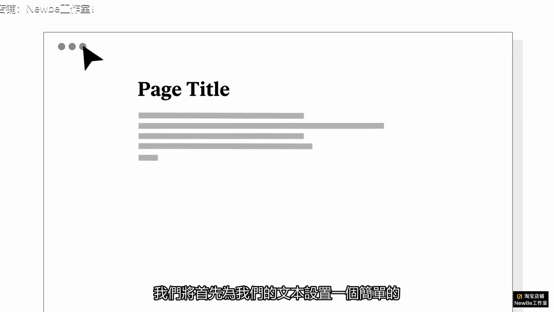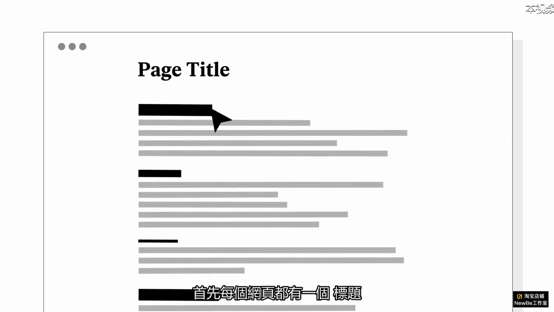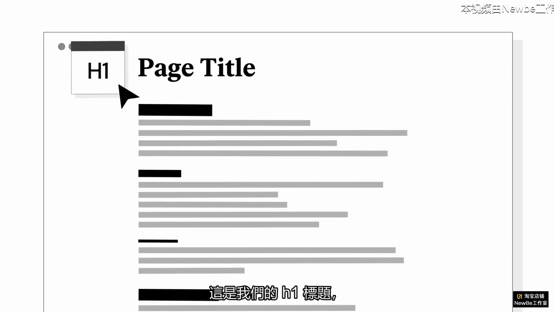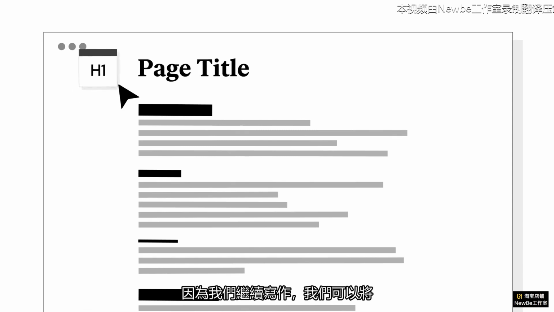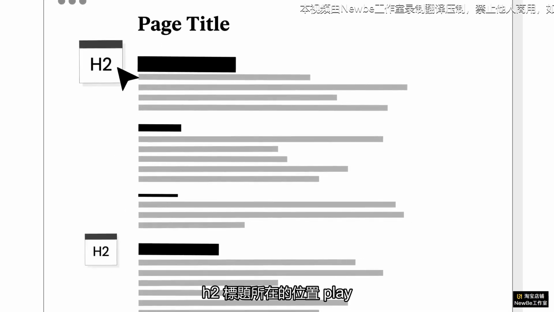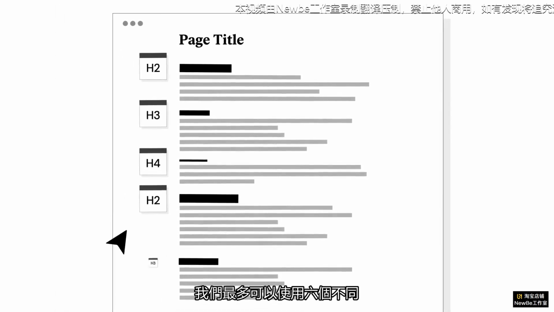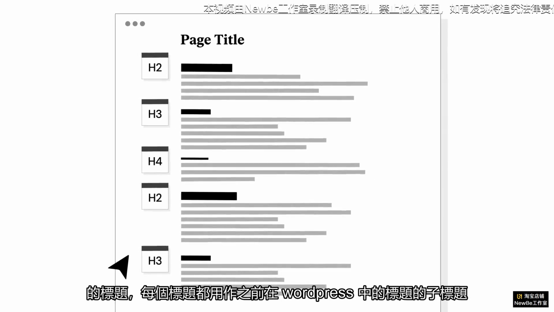We'll start by setting up a simple hierarchy to our text, separating our article's text copy into a heading, paragraphs, and subheadings. First, every web page has a title. This is our H1 heading, and there should be only one H1 heading on every page. As we continue to write, we can divide our article or page into sections and give each one a subheading, which is where H2 headings come into play. We can use up to 6 different headings, with each one used as a subheading for the one that came before it.